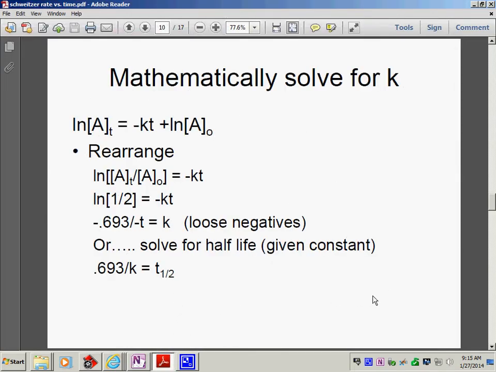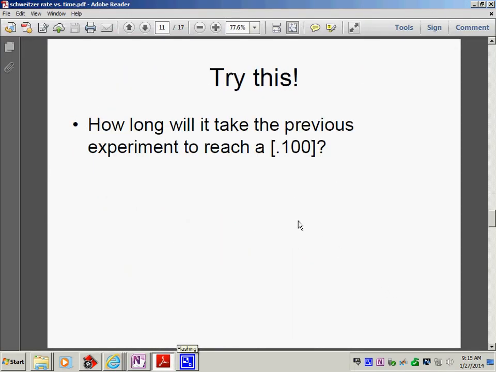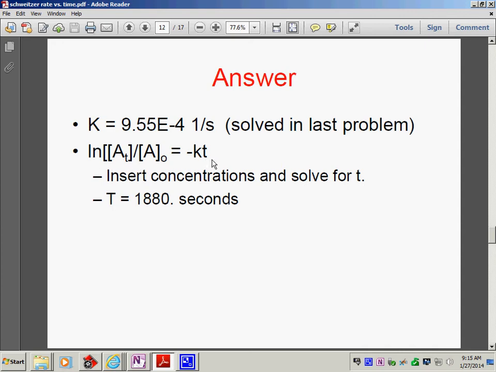Flipping over, solving this problem: how long will it take the previous experiment to reach 0.1? Alright, so here's our mathematics. This is the same equation, keep in mind for first order, just subtracted it over. You plug in your values, and the time equals 1880 seconds.